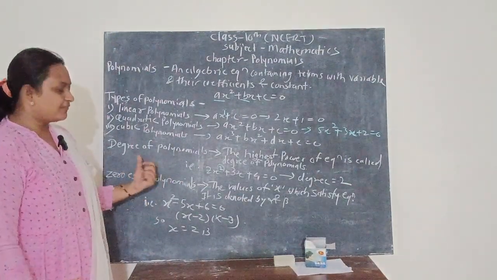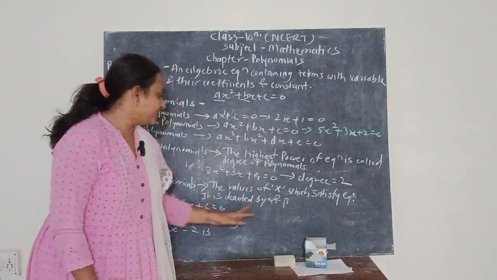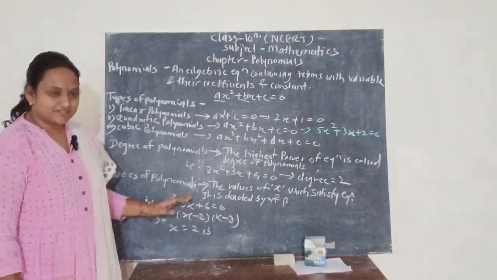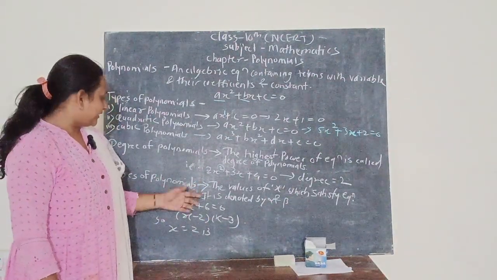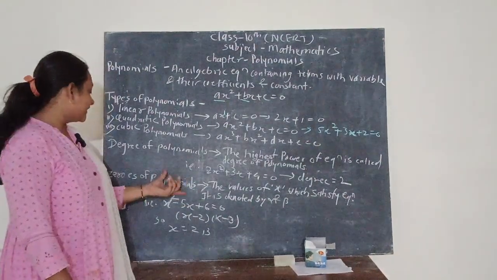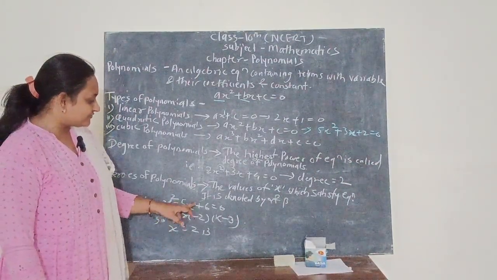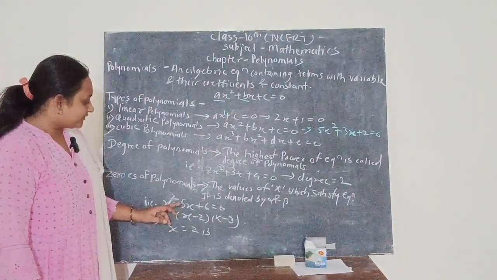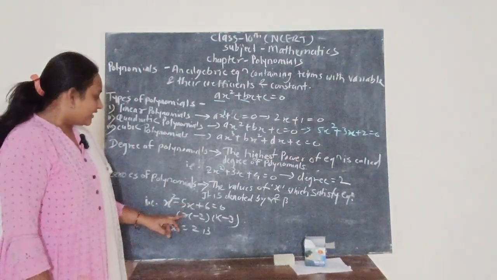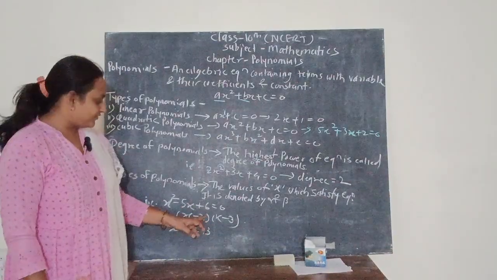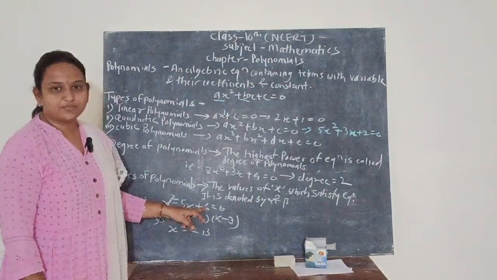Next is zeros of polynomial. What are the zeros of a polynomial? It is defined as the value of x which satisfies the equation. It means that when we put that value of x in the equation, the answer becomes 0. We can call this value a zero of the polynomial. Consider this equation: x square minus 5x plus 6 is equal to 0. If we factorize this, we have to take values whose sum will be the middle term and whose multiplication will be the constant term.